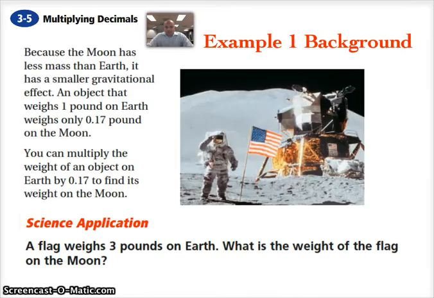I do want you to write down example 1 and a little bit of background. I will tell you exactly what you need to write here. But let's go ahead and read what we have here.